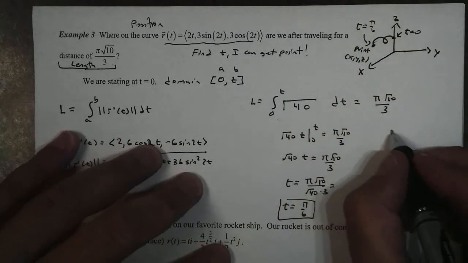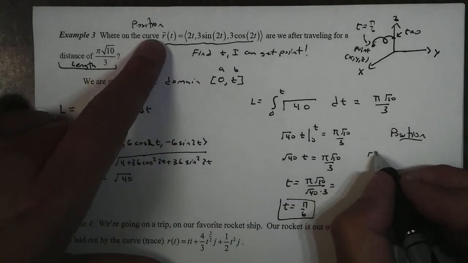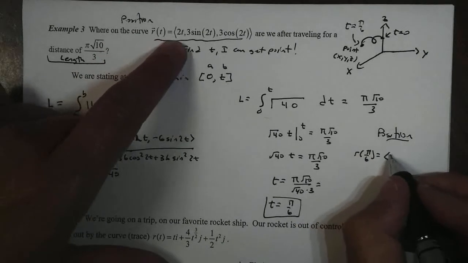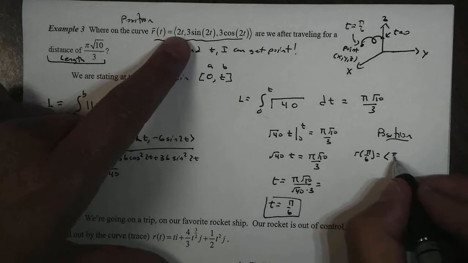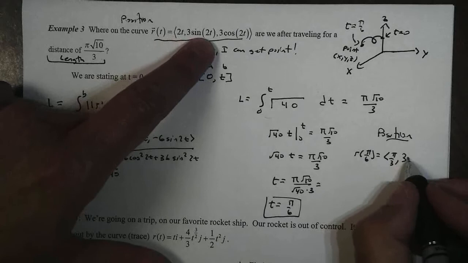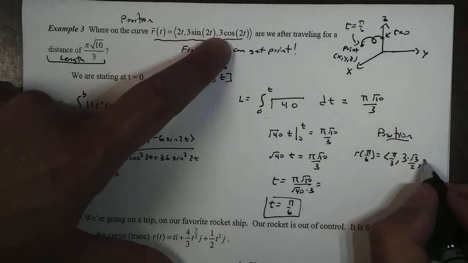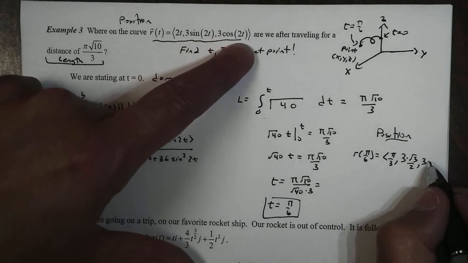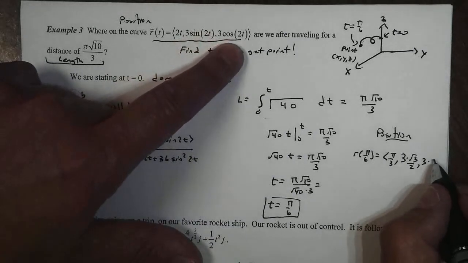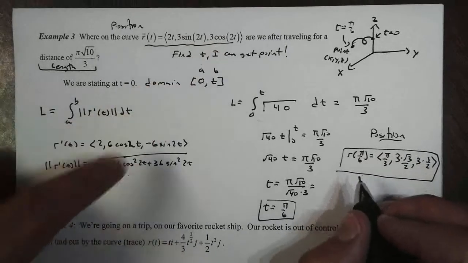So now I can find my position by plugging t into our equation. R of pi over 6. And let's see what we can do here. That's just, what's that, pi over 3? Yep. This becomes 3 times sine of pi over 3, which is root 3 over 2. And this becomes 3 times cosine of pi over 3. Remember, this is pi over 6, so by plugging in, it becomes pi over 3. And that becomes 1/2. And there is our position.